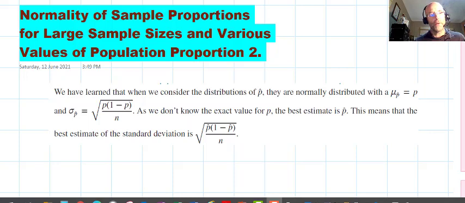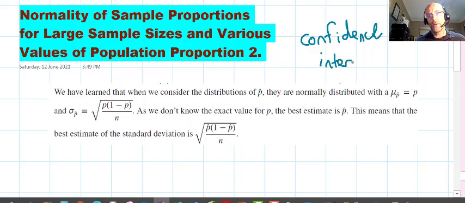Okay, second video on the normality of sample proportions for large sample sizes and various values of population proportion. We're going to move towards what's going to be called confidence intervals, which is important. So this is that little step just before confidence intervals, which is a very common application of this stuff. So we're on our segue towards that.